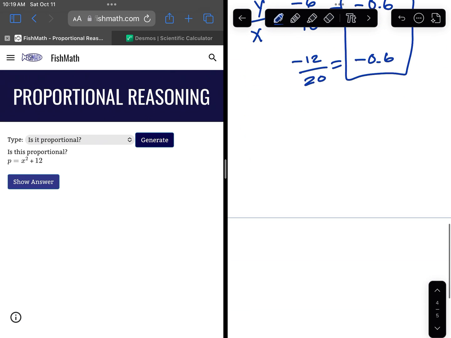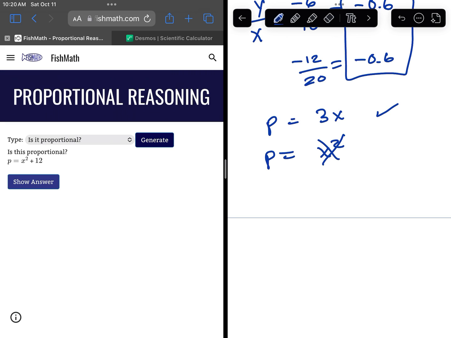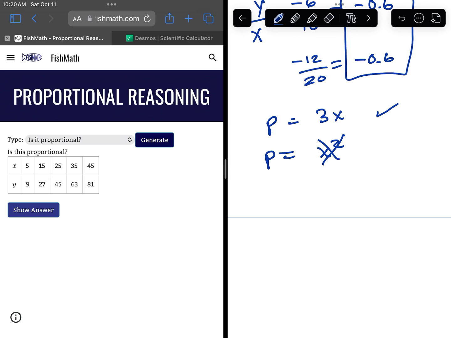This equation has an x squared in it. Anything with an x squared in it is not going to work. If it was like p equals 3x, that would be good. But the x squared is not going to be a line, so it's not going to be proportional. This one again, not proportional.